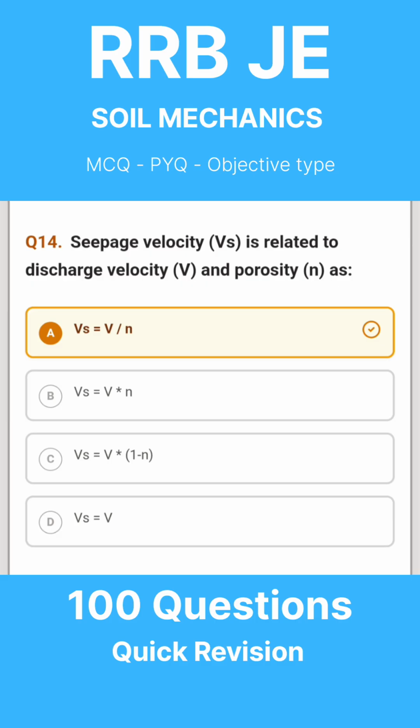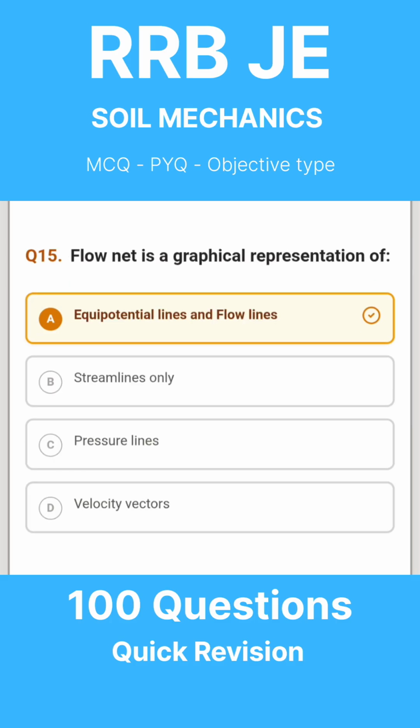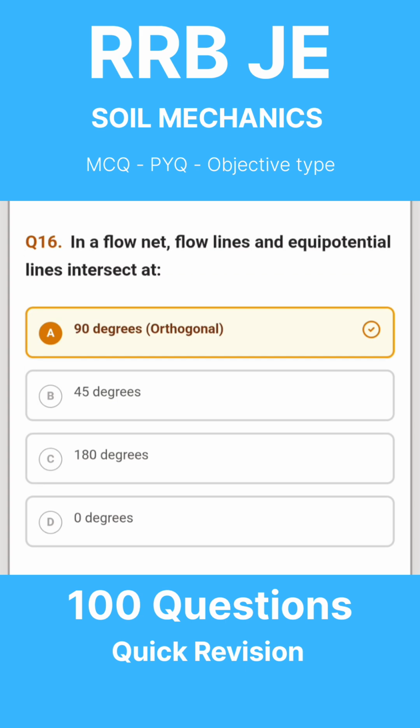Question 14. Seepage velocity Vs is related to discharge velocity V and porosity N as. The correct answer is Vs equals V divided by N. Question 15. Flow net is a graphical representation of. The correct answer is equipotential lines and flow lines. Question 16. In a flow net, flow lines and equipotential lines intersect at. The correct answer is 90 degrees, orthogonal.